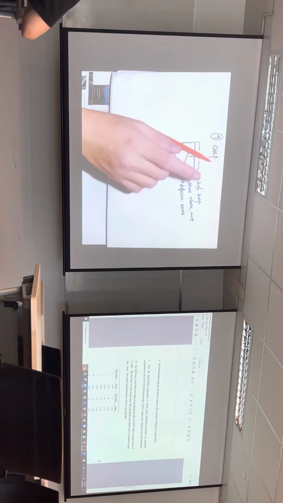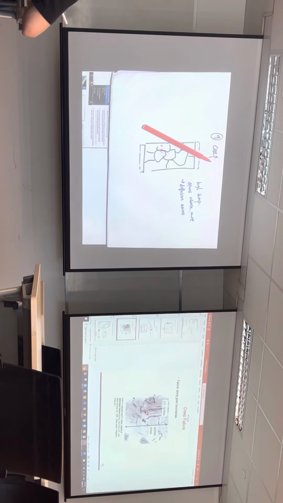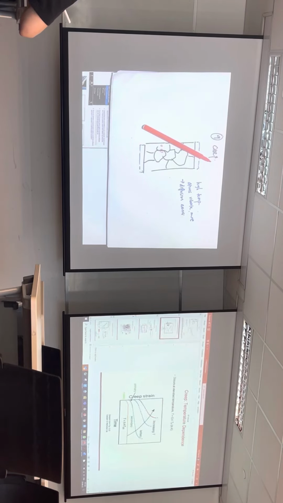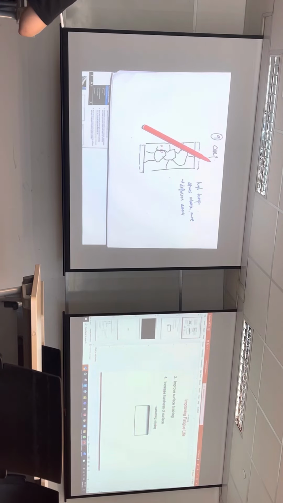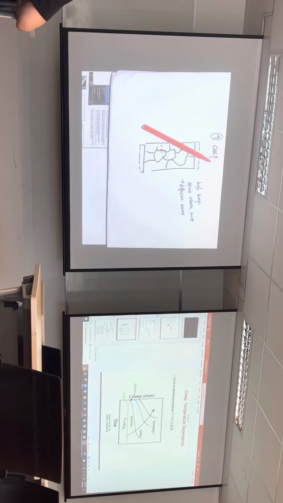This only happens at a very high temperature, and typically we will say that this will be at a temperature in the range of at least more than 0.4 of the melting point.